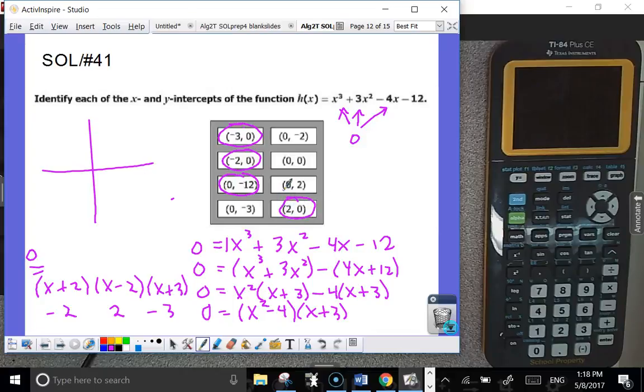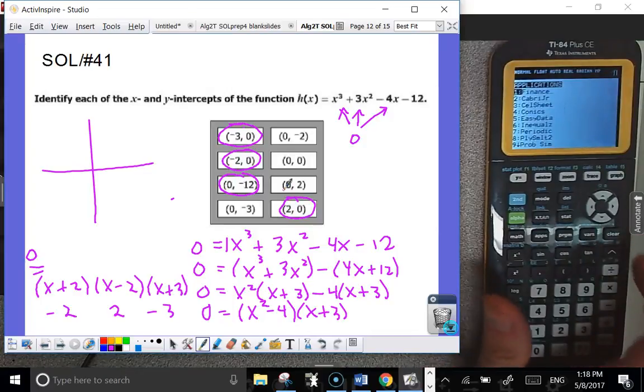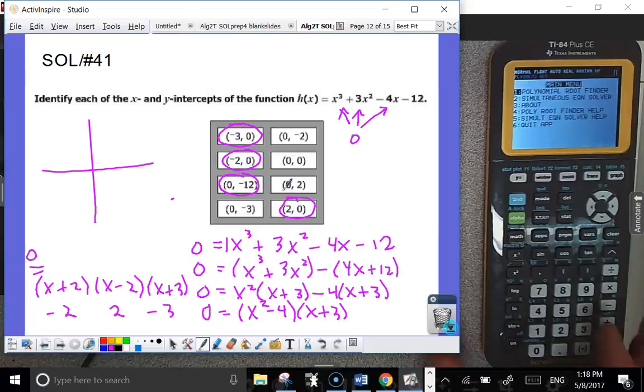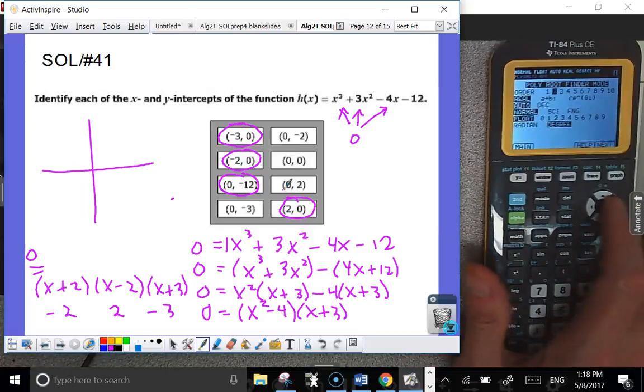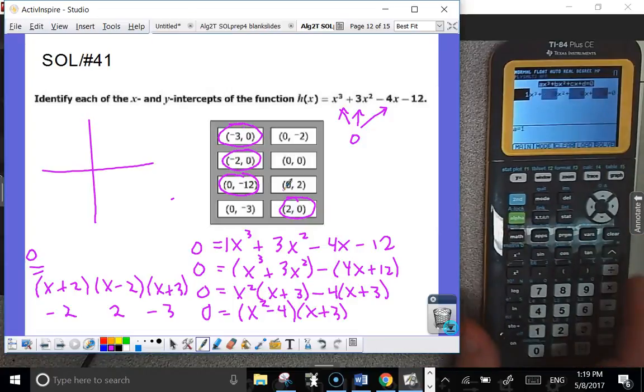Now you could also use the app, right? If you want to find the zeros, you'd go in like this: Apps, 8, 1, but change the order to 3, right? Enter, and next, and now it gives you a place to put in all those coefficients.